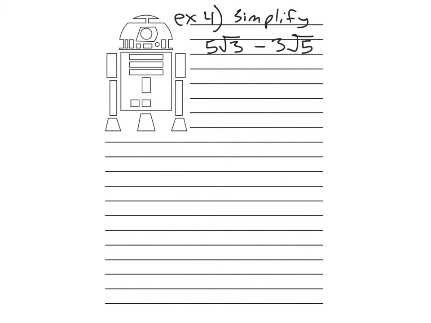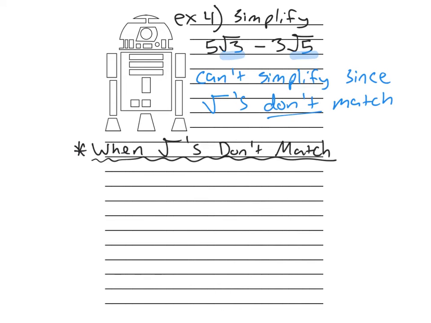Can I simplify this one? No, this is non-simplifiable because these roots don't match. We have unlike roots. One is 3, one is 5. We cannot simplify this, so you would leave it just as is. All right, so sometimes we can't simplify, like we saw above. Those roots don't match, and we can't even simplify them to make them match. But sometimes we're going to try to make them match by simplifying.